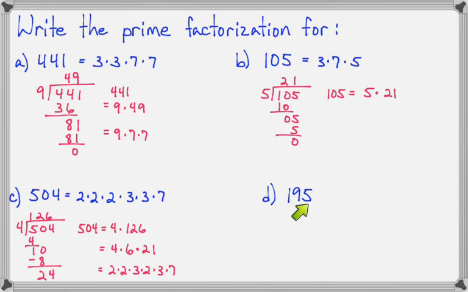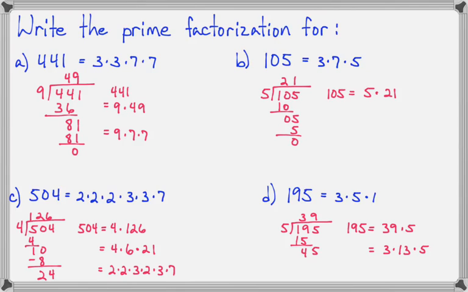Now for 195, I notice that it ends in 5, so I'm going to try to divide it by 5. And I see that 195 is 5 times 39. 39 happens to be 3 times 13. And 13 is prime, and so is 3, and so is 5. So that's our answer there.